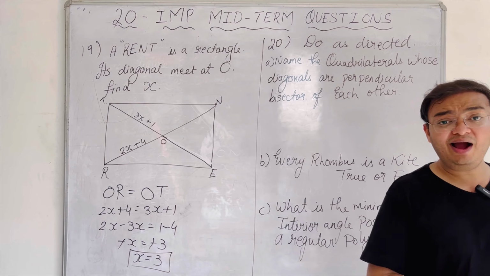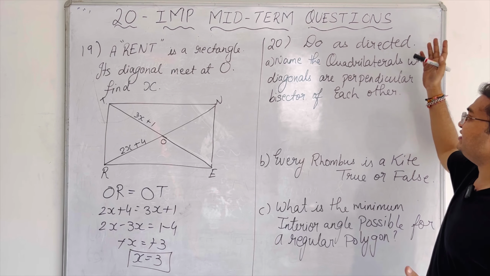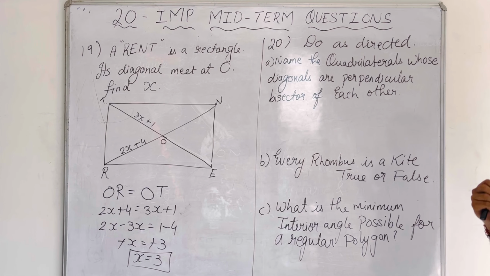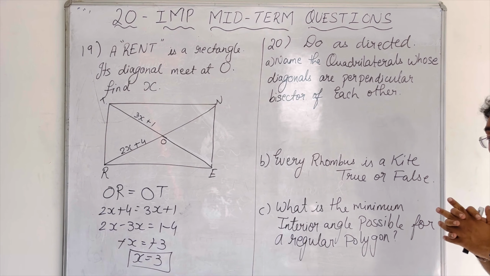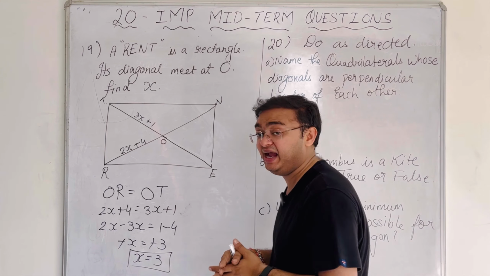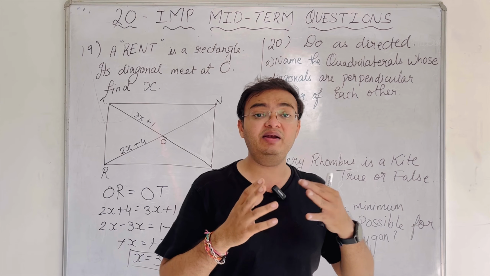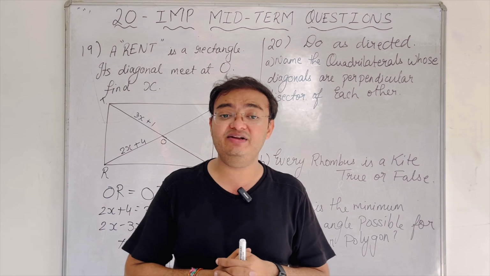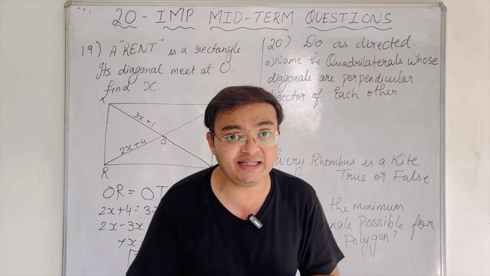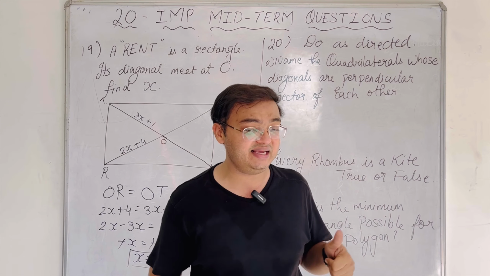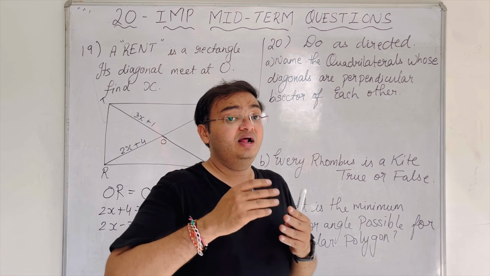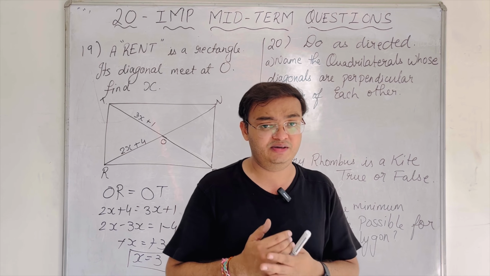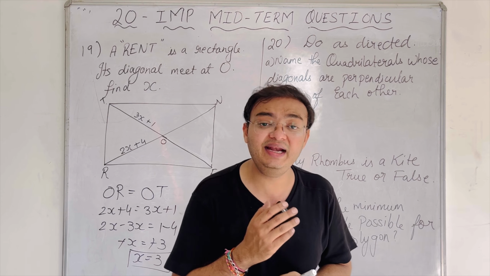Next. Now we come to question 20. Name the quadrilateral whose diagonals are perpendicular bisectors of each other. What do you mean by perpendicular bisector in the diagonals? When diagonals bisect each other, it means they divide each other into two equal parts. Not only that, they are also perpendicular to each other. Perpendicular means the angle formed is 90 degrees.